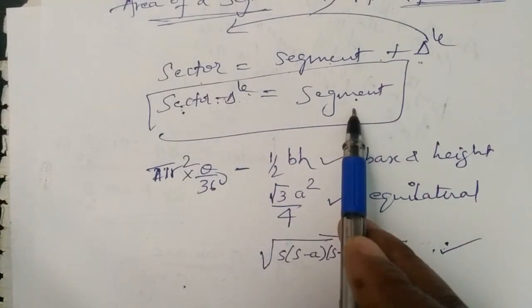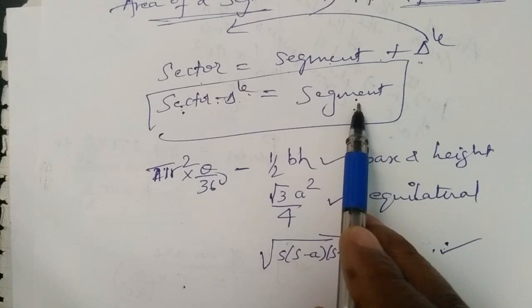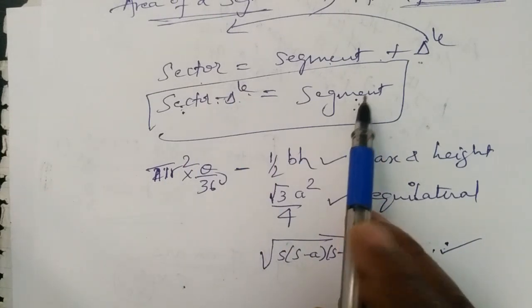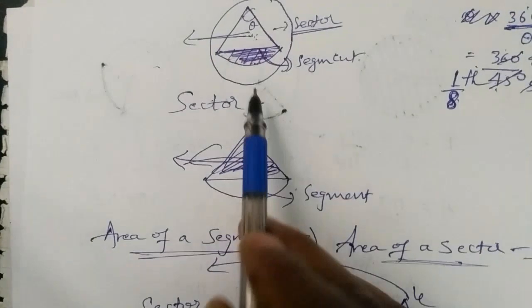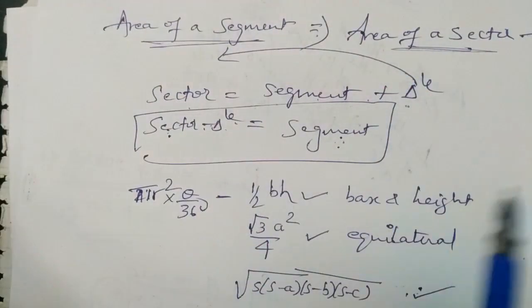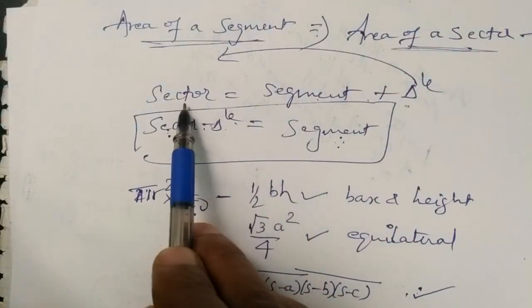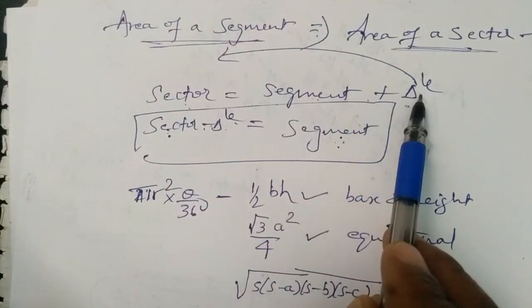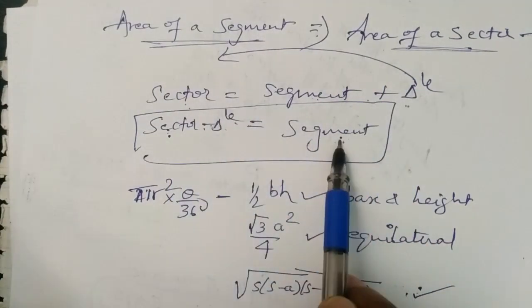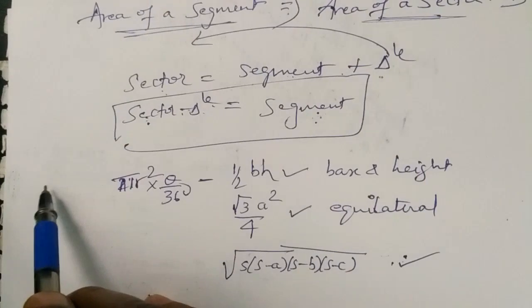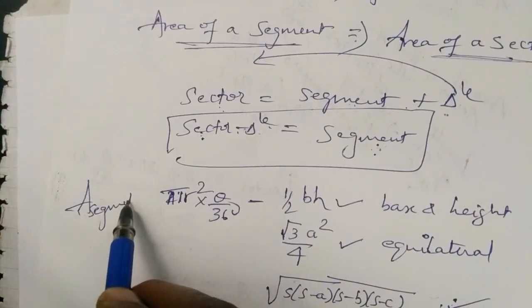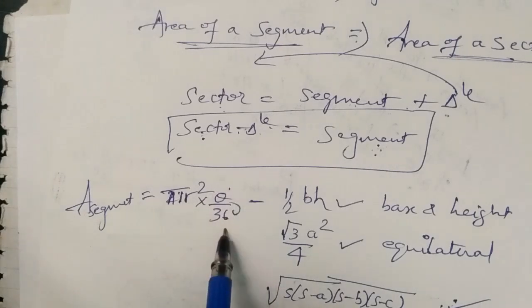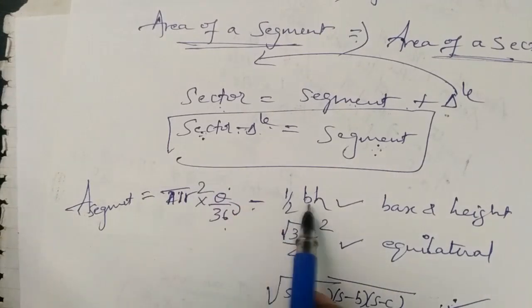So area of a segment, how to find out? A segment is the part of the circle, but to find its area we don't have a direct formula. So we use another method: one sector is equal to segment plus triangle. Area of a segment is equal to pi r square theta by 360, that is the area of a sector, minus the triangle.